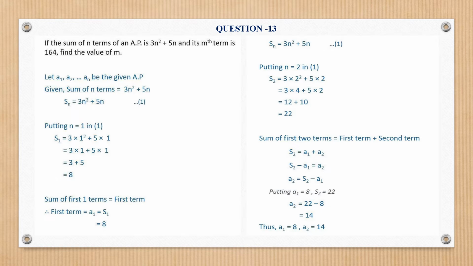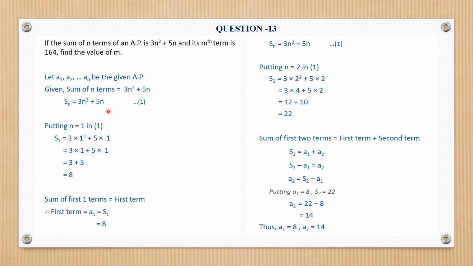Question number 13. If the sum of n terms of an AP is 3n square plus 5n and its mth term is 164, find the value of m. So Sn here is 3n square plus 5n. We have previously done this kind of question in exercise 9.2, questions 1 to 9, where one question had ak given and this question is where Sn is given.